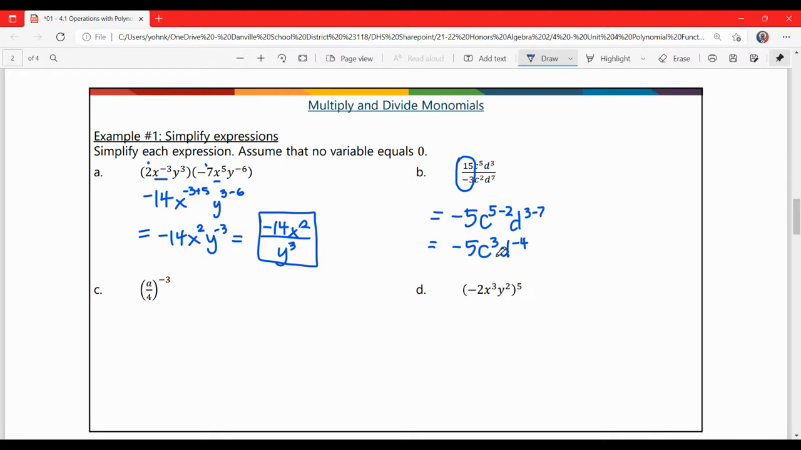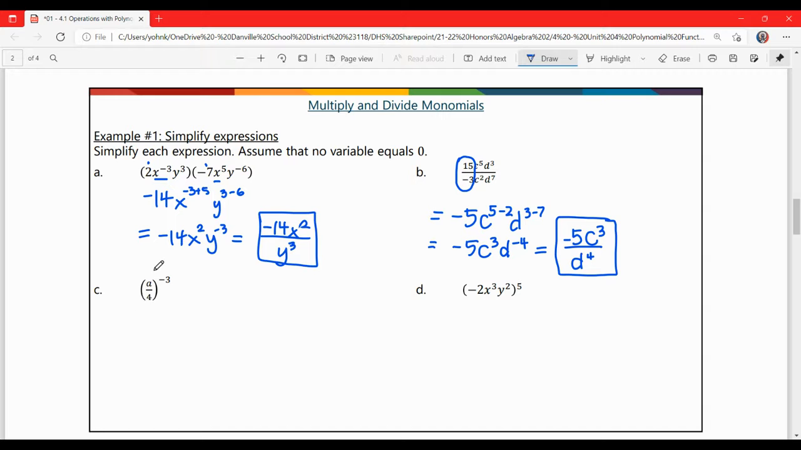And I can't leave negative exponents, so I'm going to put a fraction. The -5 is going to stay on top. The c cubed is going to stay on top, but the d is going to go down to the bottom, and it's going to become positive. So -5 c cubed over d to the 4th.